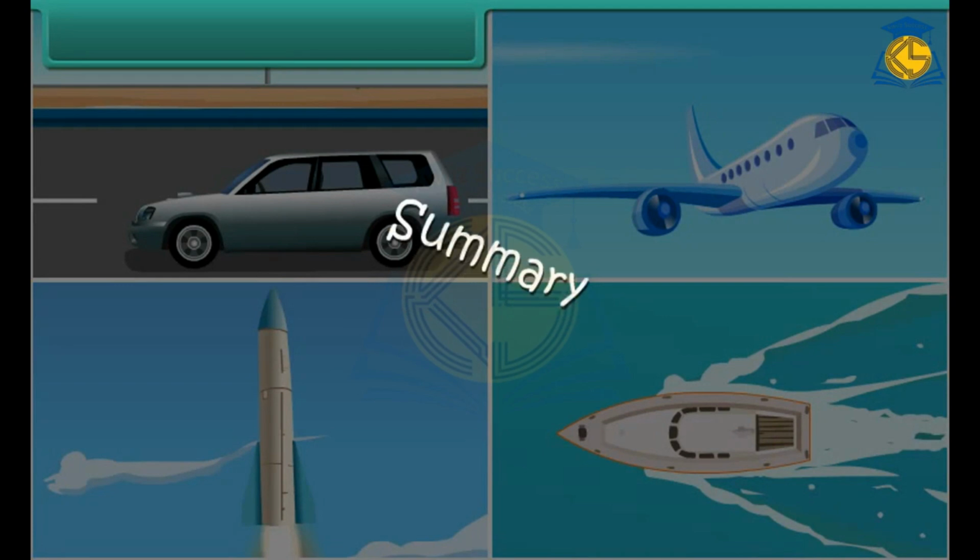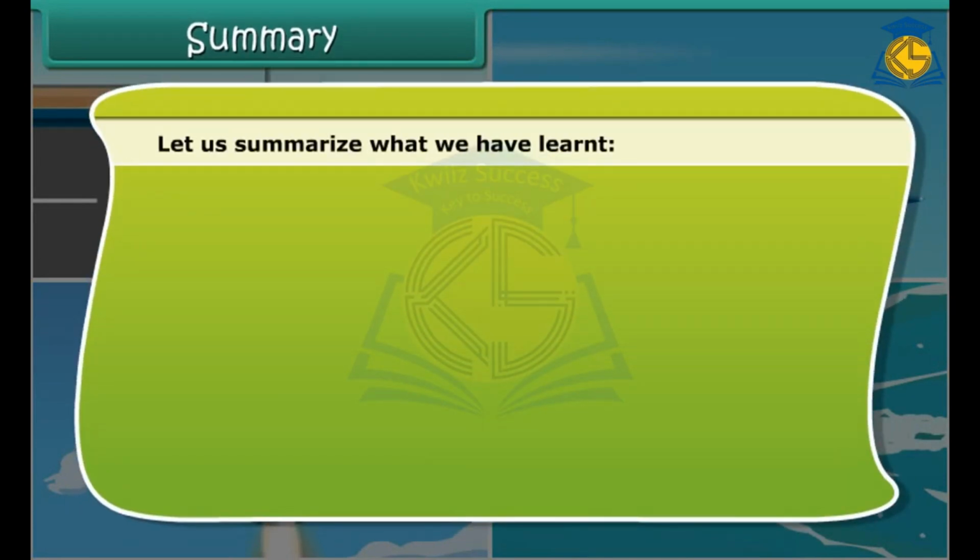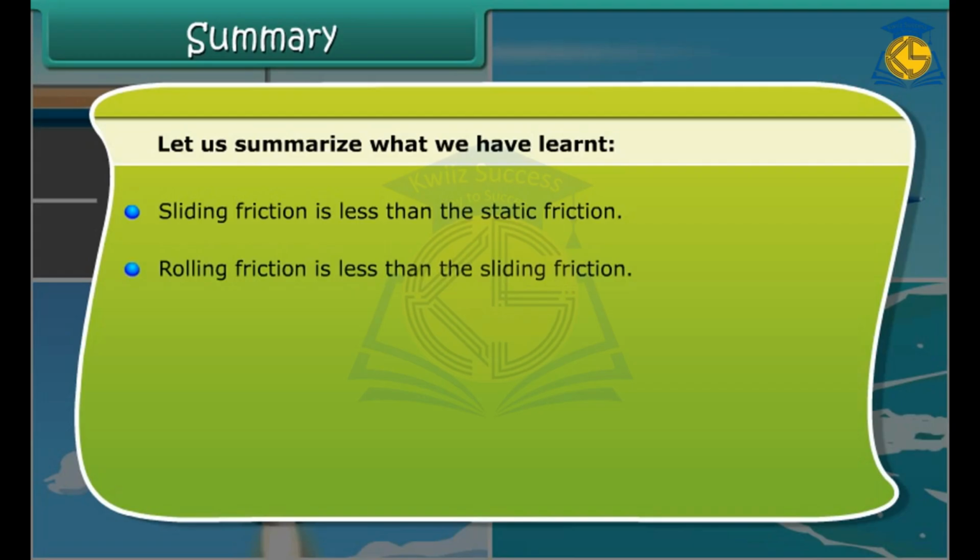Summary. Let us summarize what we have learnt. Sliding friction is less than the static friction. Rolling friction is less than the sliding friction.